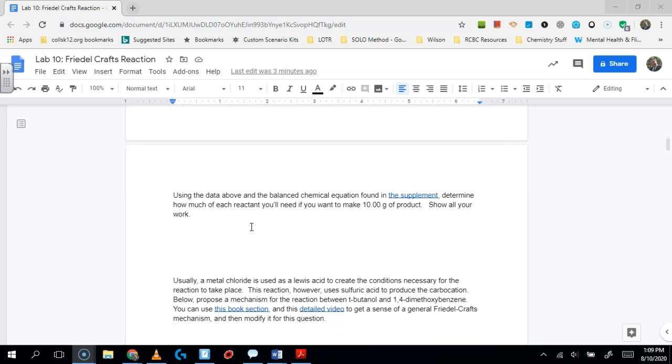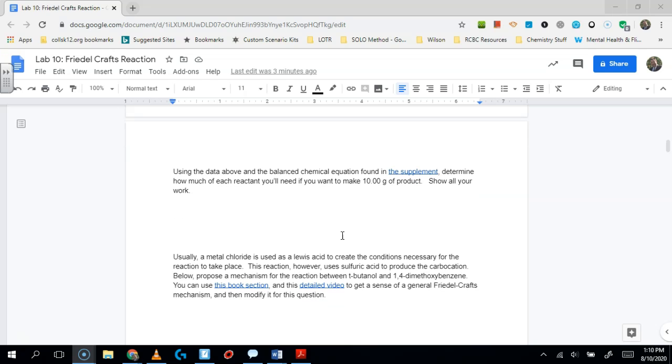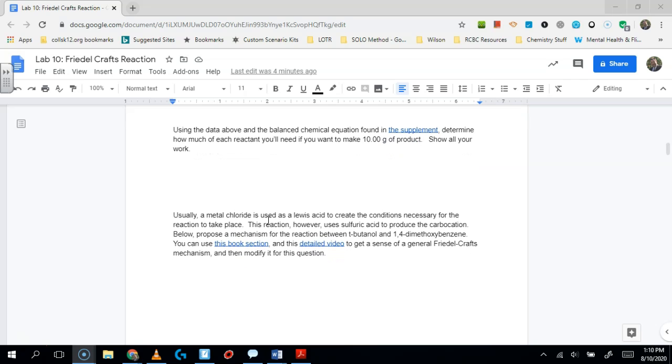And then using that table, just like in the previous lab, you're going to want to calculate how much of each reactant you're going to need in order to make 10 grams of product. Now, I do say that you're going to have to look up the balanced chemical equation because it's not necessarily that everything is in a 1-to-1-to-1 ratio. That may throw you off a little bit. And notice also I asked for each reactant. So you want the t-butanol and the 1,4-dimethoxybenzene. Okay, so you'll have two numbers there as your answer.